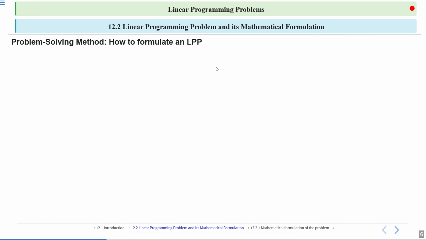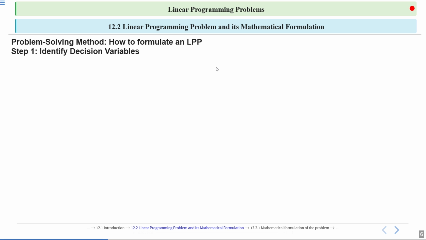Now we see problem solving method. How to formulate an LPP. Okay, LPP means linear programming problems. So now we are going to discuss how to solve or how to formulate a linear programming problem. Okay, so linear programming problem is a mathematical technique used to optimize, means maximize or minimize, a linear objective function subject to a set of linear constraints.